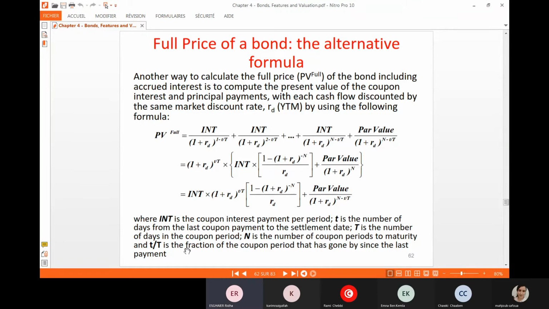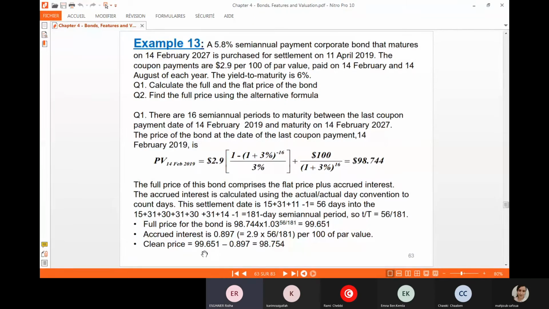Okay, so for example, let's see how to apply this formula directly. A 5.8 semi-annual payment corporate bond that matures on February 14, 2027 is purchased for settlement on April 11, 2019. The coupon payments are 2.9 per 100 of par value, paid on February 14 and August 14, each 6 months. The yield to maturity is 6%. Calculate the full and the flat price of the bond.